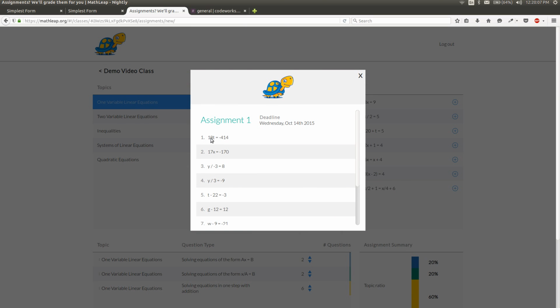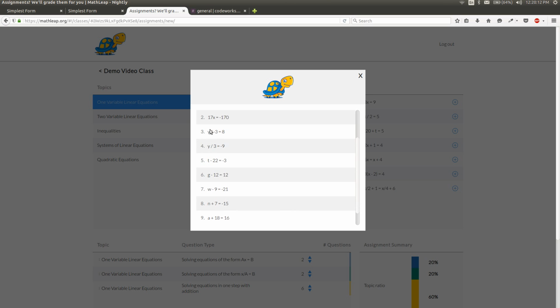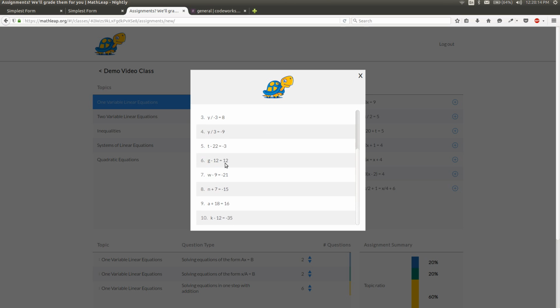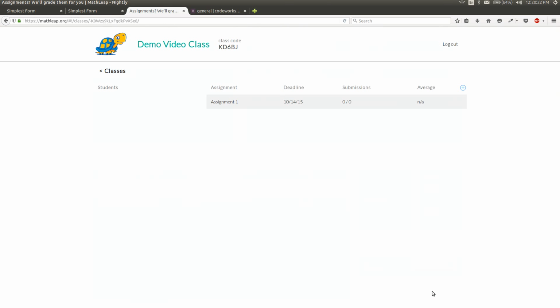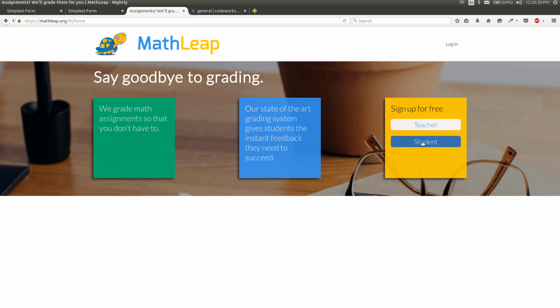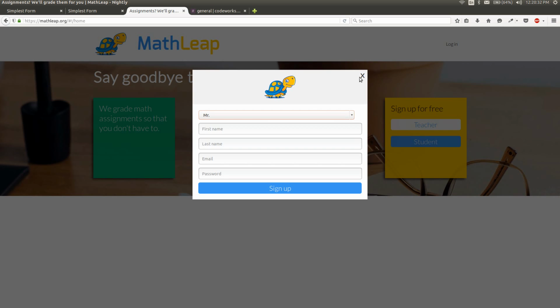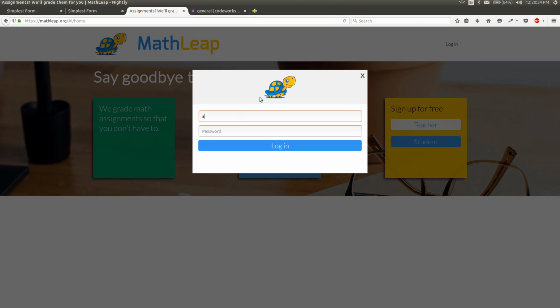Just like I wanted, I have 2 questions of the form ax equals b, 2 questions that are x over a equals b, and then some that need to be solved with adding to both sides. So that looks great. I'll go ahead and assign this. There's my assignment. Obviously, I don't have any students in my class yet, and no submissions, so I'll go ahead and remember this class code and log out and log in as a student.